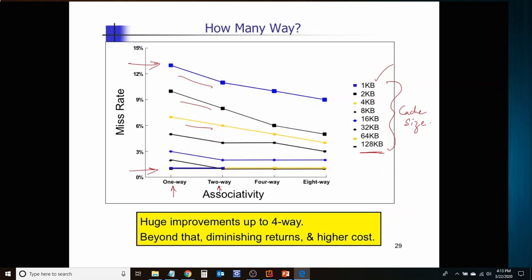But as you go even further, you will have diminishing returns, especially for a bigger cache. So the benefits for a small cache are more because the miss rate in a small cache is higher, so you get a lot of gain from associativity. But if you go down to a really big cache, the gain is not that much. So this is how the number of parallel cache slots affects the miss rate.